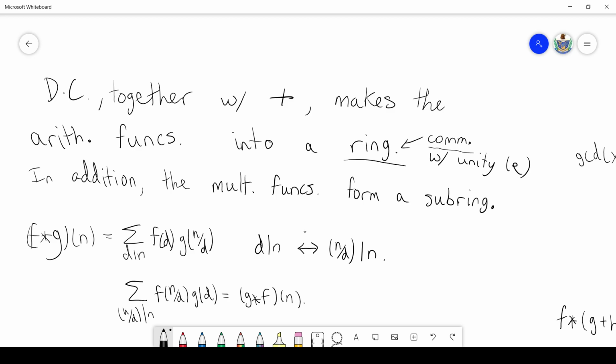Now, one thing that rings can't do is division, right? Basically, when you add in division, that's when you get a field. A field is when you have unique inverses of elements. But we will see in the next video that there is a way to perform a sort of inversion on arithmetic functions, and that is the Mobius inversion.